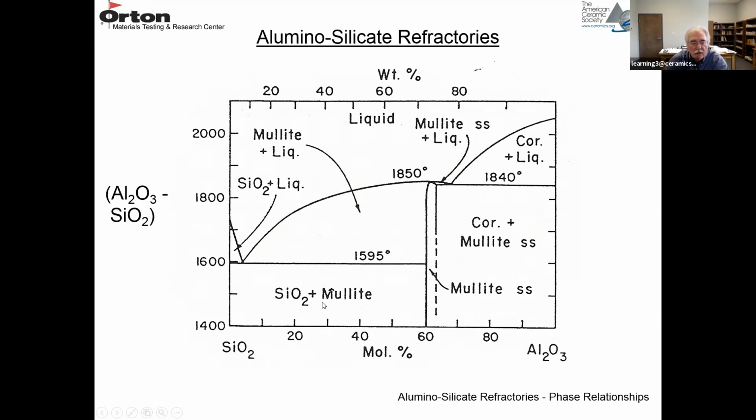And again, you see the same thing: silica plus mullite going to mullite plus liquid at about 1595 degrees C, and mullite plus corundum going to corundum plus liquid at about 1840 degrees C. So it's a useful diagram. You can see where you are based on your composition and how the melting behavior looks.